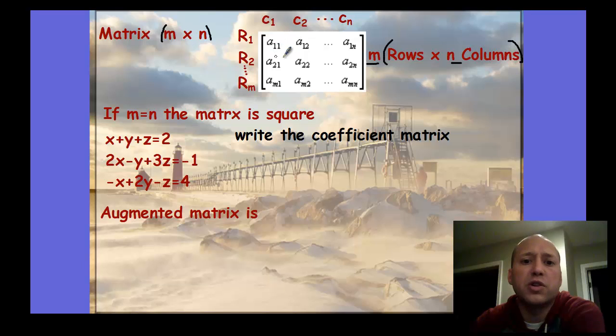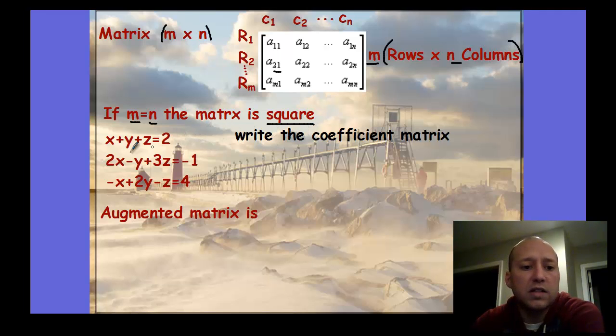And notice how the abbreviation your textbook will use here is A11 means entry row 1, column 1. Where down here, this is row 2, column 1. And so some of these numbers help you know where we're at. So if there's the same amount of rows as there are columns, then the matrix is called a square matrix. And we'll write a lot of those.